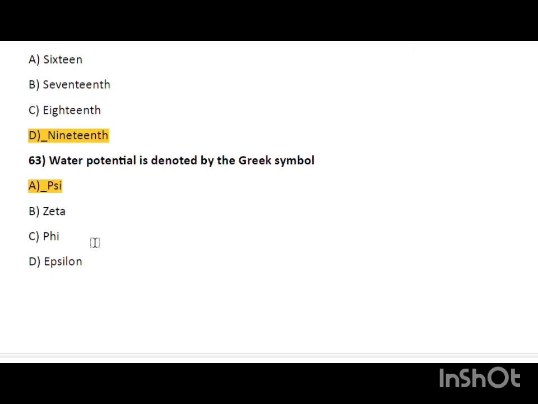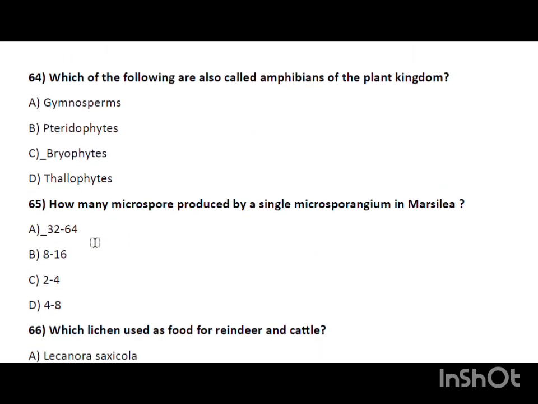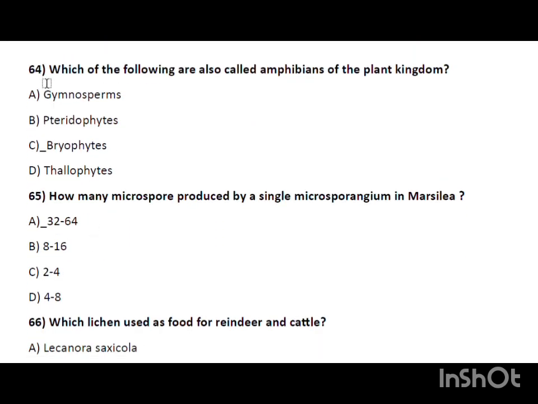Then question number 64. Which of the following are also called amphibians of the plant kingdom? Option A gymnosperm, option B pteridophytes, option C bryophytes, option D thallophytes. The correct answer is option C bryophytes. Bryophytes are called amphibians of the plant kingdom.